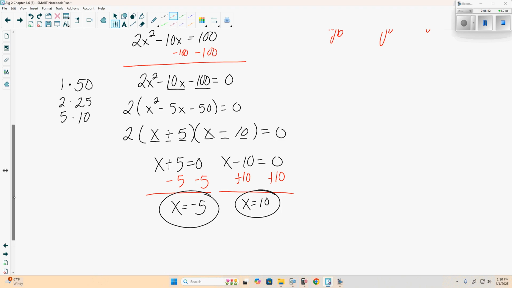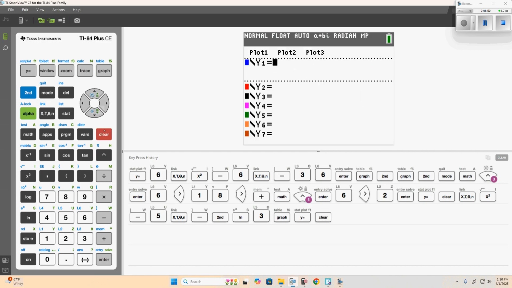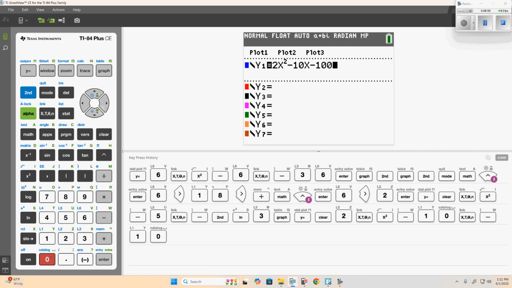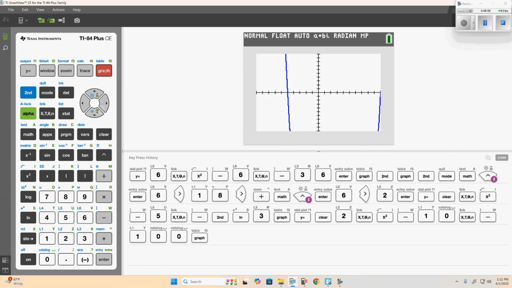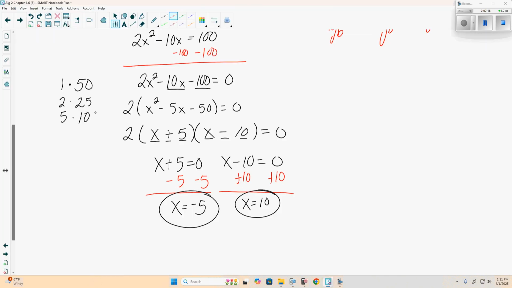Questions on this here? The other option we had for solving this quadratic equation is graphing. So we could say 2x squared minus 10x minus 100 and graph it. Second table. We do see at negative 5, the y value is 0. It's one of the solutions. And if we scroll down to 10, we see that the y value is also 0. Questions on how we found these here?